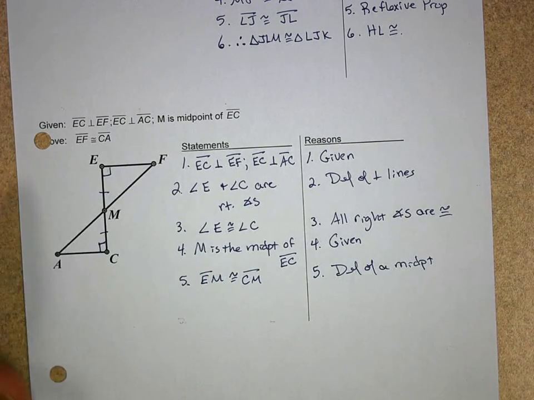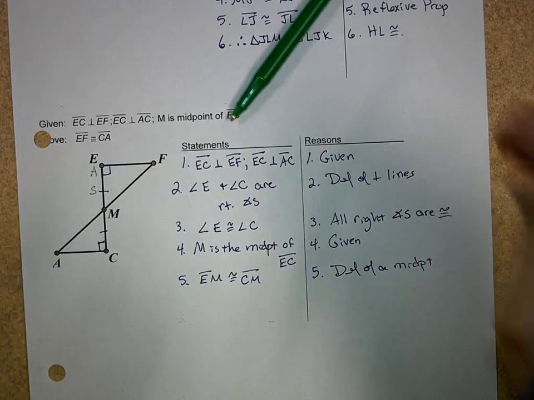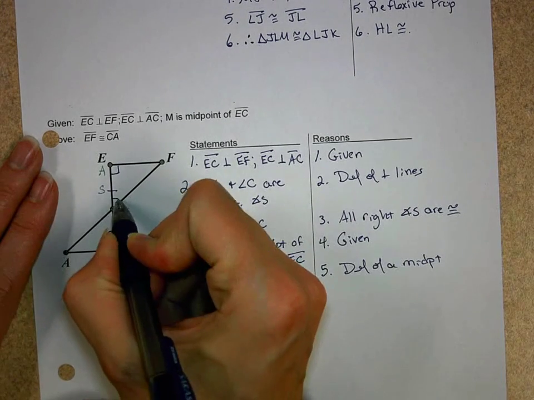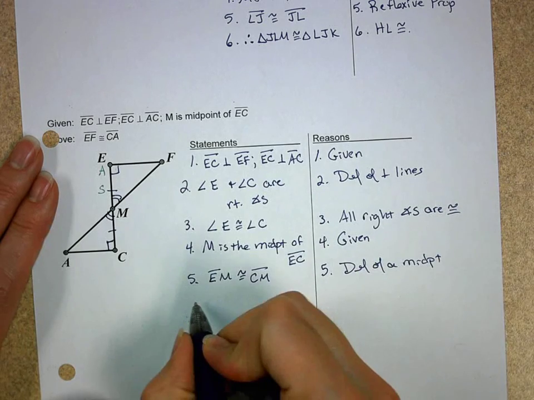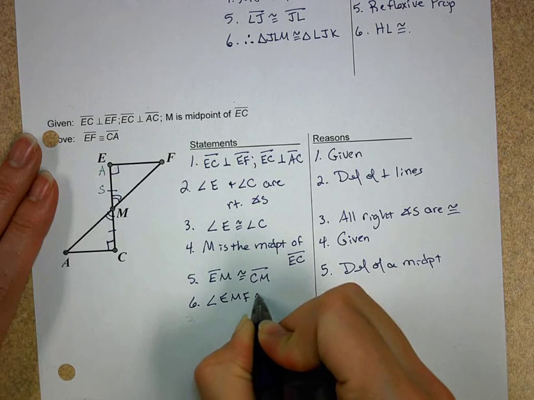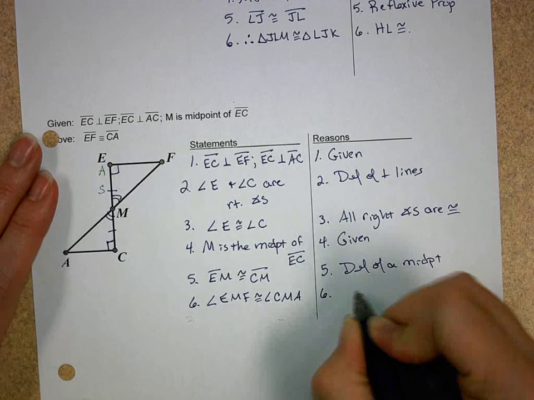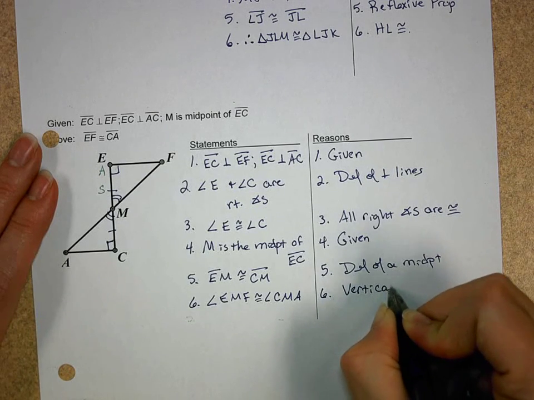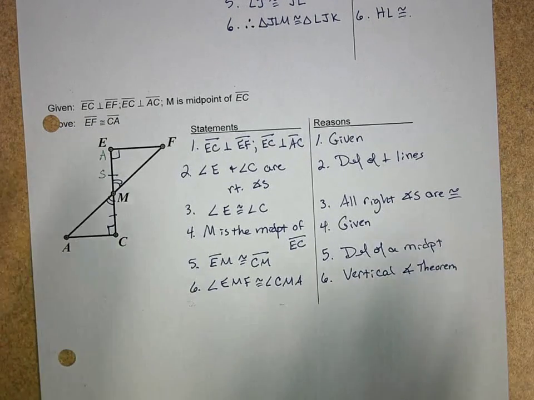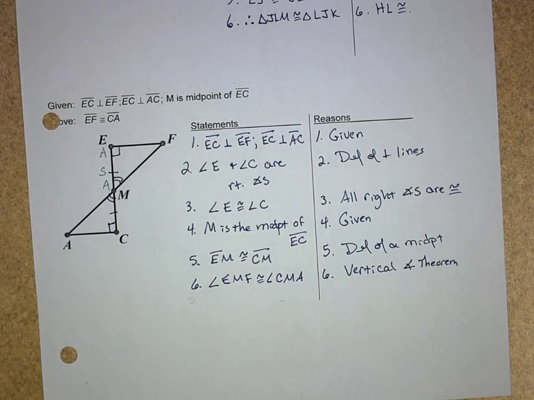I was skipping ahead again. I have an angle and I have a side, so I either need another pair of sides or another pair of angles. So looking at the given information, what's the one thing I could assume and get away with from my diagram? That's right, my vertical angles. So on here, I have angle EMF is congruent to angle CMA. And that's my vertical angle theorem. Now, after that, notice I end up getting an A. So how are those triangles congruent? That's right, by angle, side, angle.